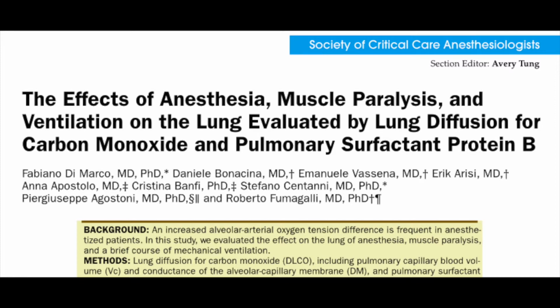The authors used lung diffusion for carbon monoxide to examine how anesthesia, muscle paralysis, and positive pressure ventilation affected lung diffusion for carbon monoxide and pulmonary surfactant protein type B in 45 consecutive patients undergoing scheduled extrathoracic surgery without laparoscopy. The authors discussed their results in the article, The Effects of Anesthesia, Muscle Paralysis, and Ventilation on the Lung, Evaluated by Lung Diffusion for Carbon Monoxide and Pulmonary Surfactant Protein B, which was published in this month's issue of Anesthesia and Analgesia.